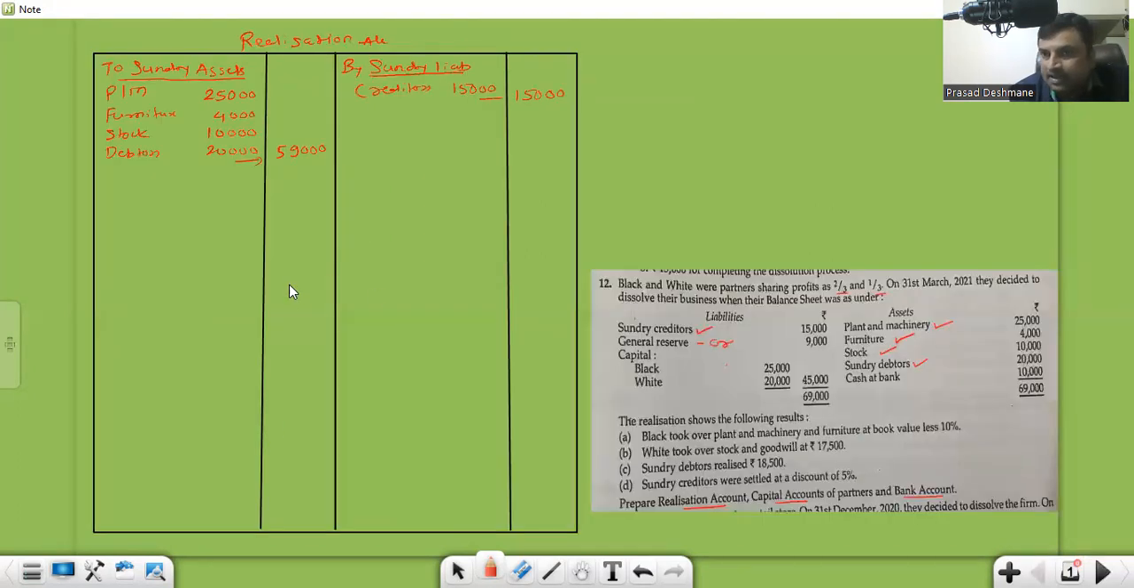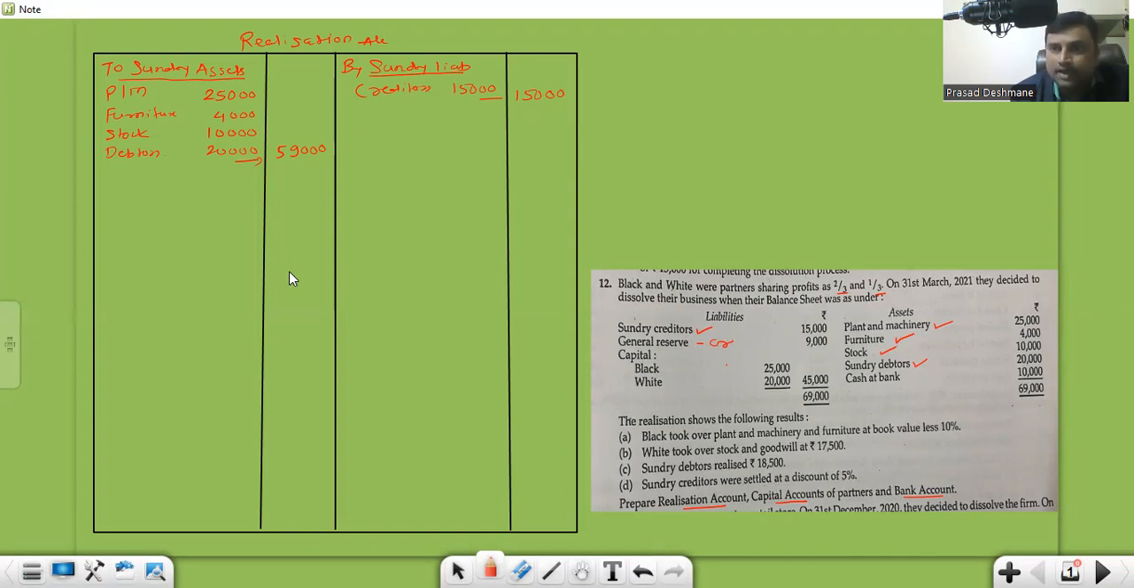The whole balance sheet is completed. Assets and liabilities are recorded as per the rule. Whatever we exclude, we excluded, and whatever we are allowed to record in the realisation account, that I recorded. Now check the adjustments. Black took over the plant and machinery and furniture at a book value less than 10%. Black took over it. So when Black is taking over, what does it mean basically?